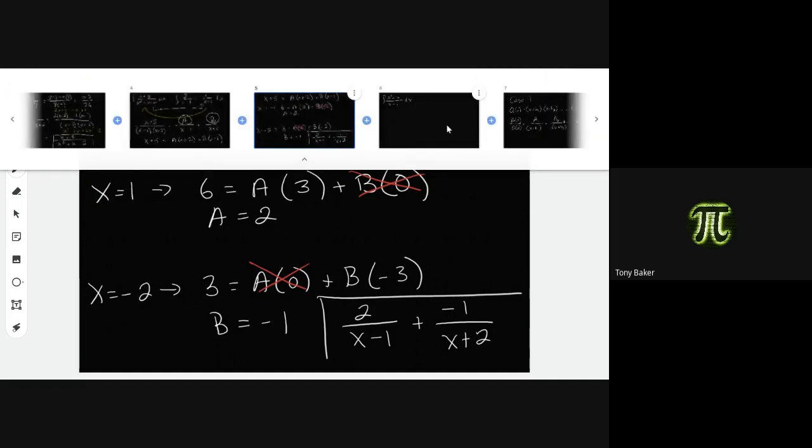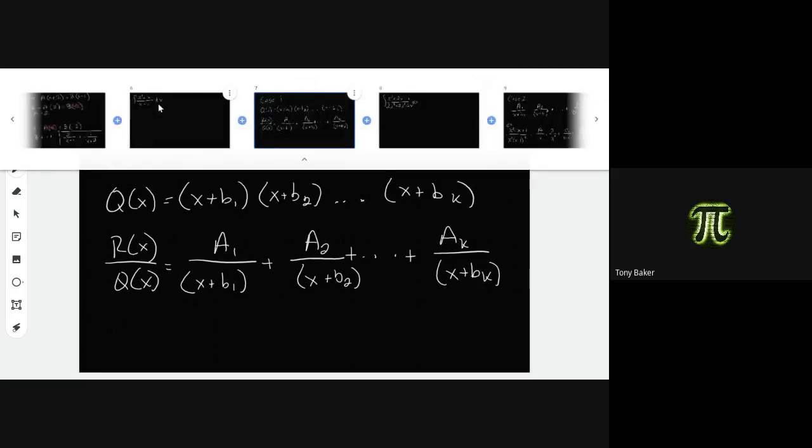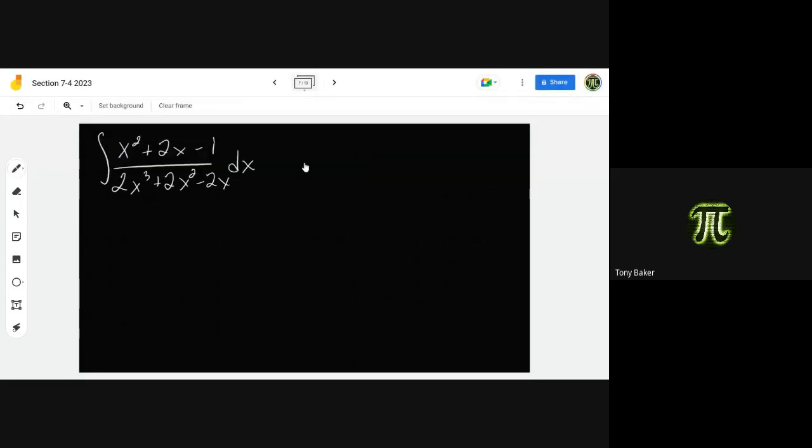All right, let's skip that one. And this is actually called case 1. So let me move this one over. All right, so let's do this one. Again, what's the first step in my process? I need to do what? I have to factor the bottom. Okay, so step 1, factor the bottom. So factor this bottom part out.